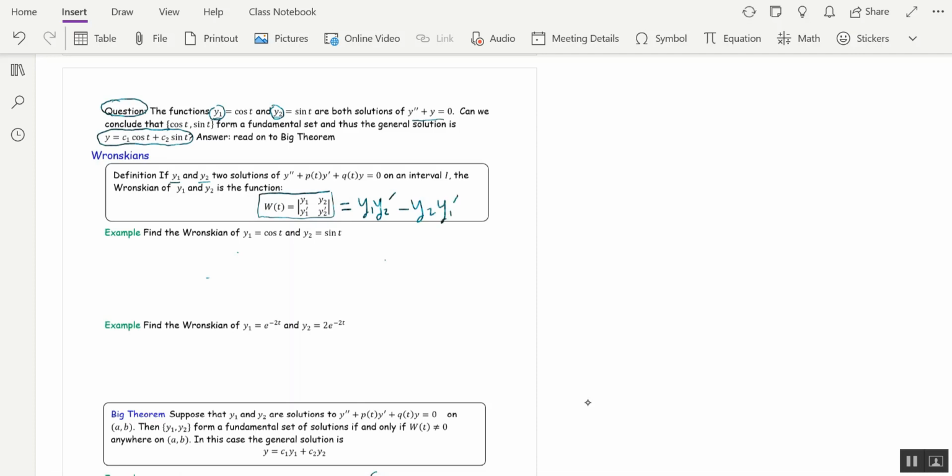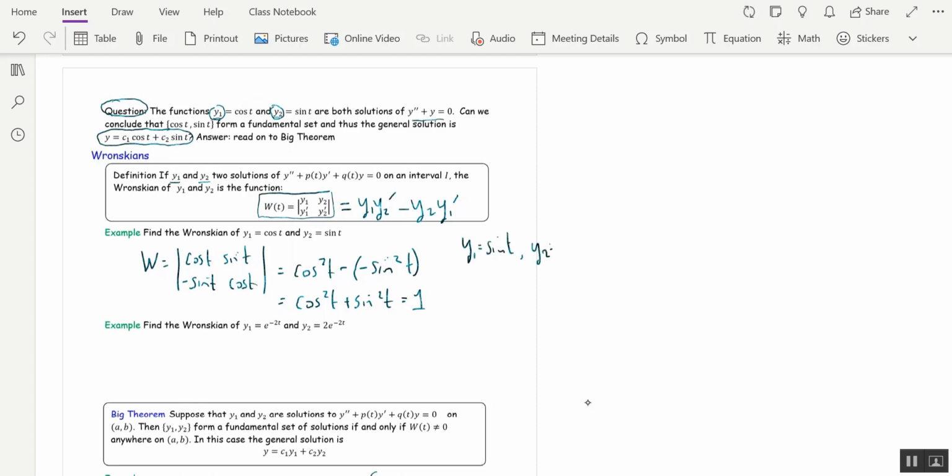So let's find a couple of Wronskians. For this one, W is, I put cos t, sine t on top, and their derivatives on the bottom. And I get cosine squared t minus negative sine squared t, which is cosine squared t plus sine squared t, which is 1. Now, if you were to switch the labels, if you let y1 equal sine t and y2 equal cosine t, you should verify that the Wronskian will change, but it will only change by a minus sign. You should verify the Wronskian is negative 1.